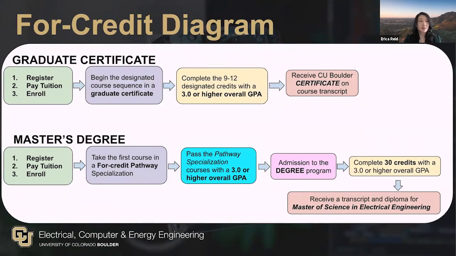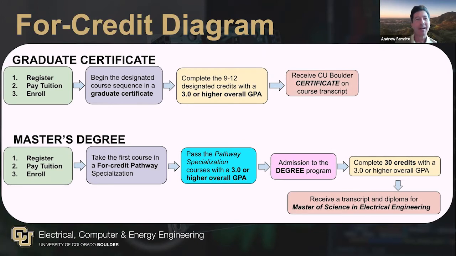Now, this diagram shows how the performance-based admission process works. Students need to complete a total of 30 credit hours to earn a master's degree, which includes 1 pathway specialization or more. Students have 8 years to complete the 30 credit hours with a cumulative GPA of 3.0 or higher. And on the next several slides, Andrew will be discussing embedded systems in detail.